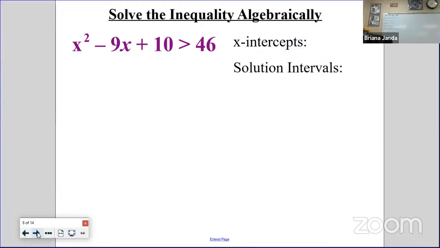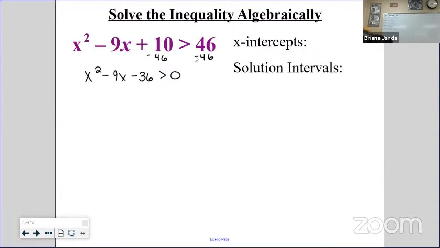All right. X squared minus 9x plus 10 greater than 46. What's the very first thing we're going to do? Subtract 46. We need it equal to 0 before we can start doing anything, right? So the very first thing I'm going to do is subtract 46. We have to get it equal to 0. Greater than, less than, whatever, to 0 before we can start.